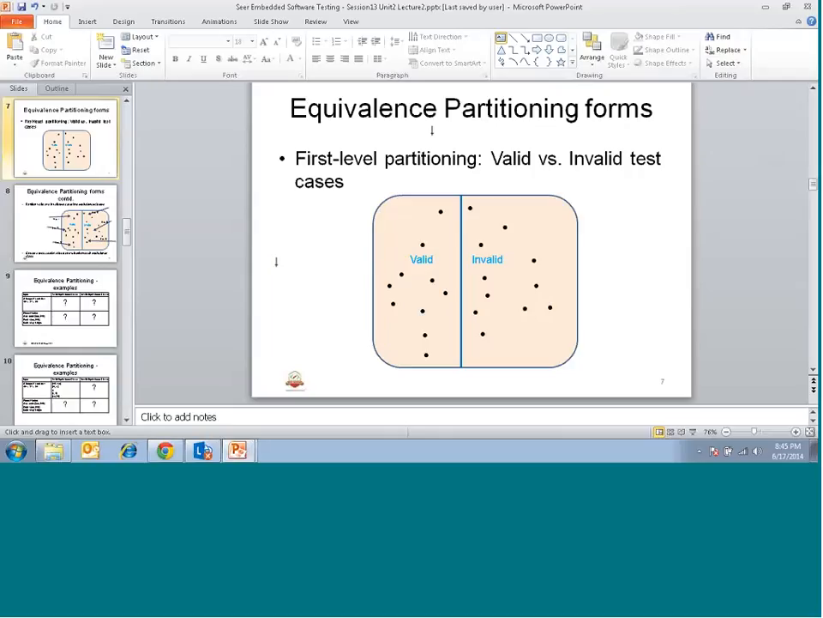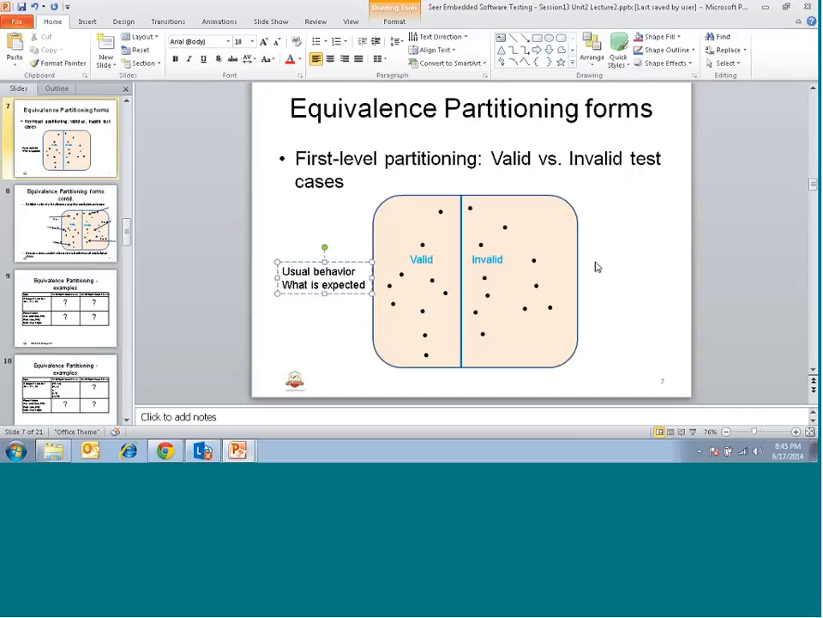Visual behavior, what is expected from the system under test, all this comes under valid class. The one that is not so usual, or what is not expected when the system is running normally, I would say unusual behavior, other behavior, other than what is normally done when the system is executing normally. So this can be classified as invalid test cases.